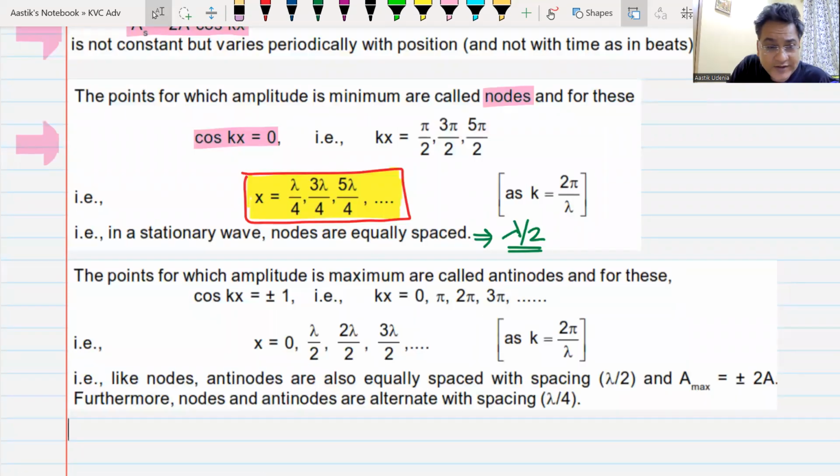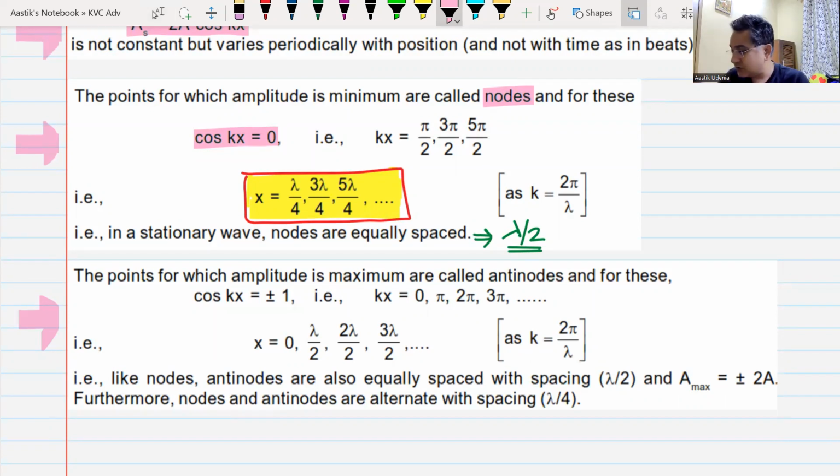Similarly, you will have points where the amplitude is maximum. In fact, amplitude becomes 2 times the original waves: 2a, plus or minus 2a. Those are known as antinodes. You can find out their position by the equation of the wave. 2a cos kx should be equal to plus or minus 2a. I mean, cos kx should be equal to plus or minus 1. Where does that happen? It happens on every multiple of pi.